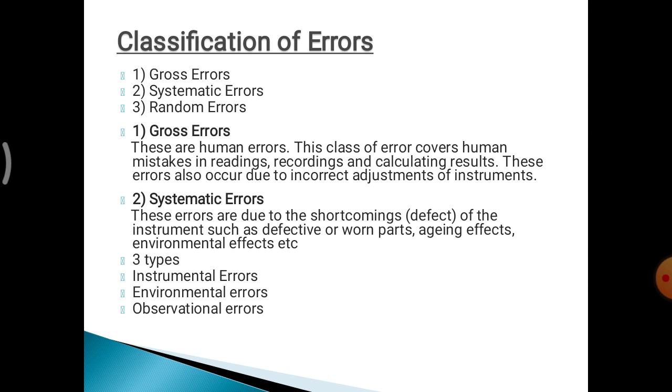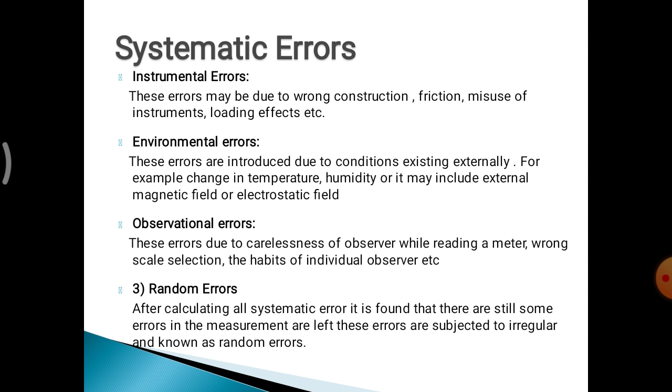Depending on that, there are three: instrumental errors, environmental errors, and observational errors. Instrumental errors may be due to wrong construction or misuse of instruments, and sometimes a sudden increase or decrease in loading may harm your instrument, and at that time you may take wrong readings. So these are called instrumental errors.